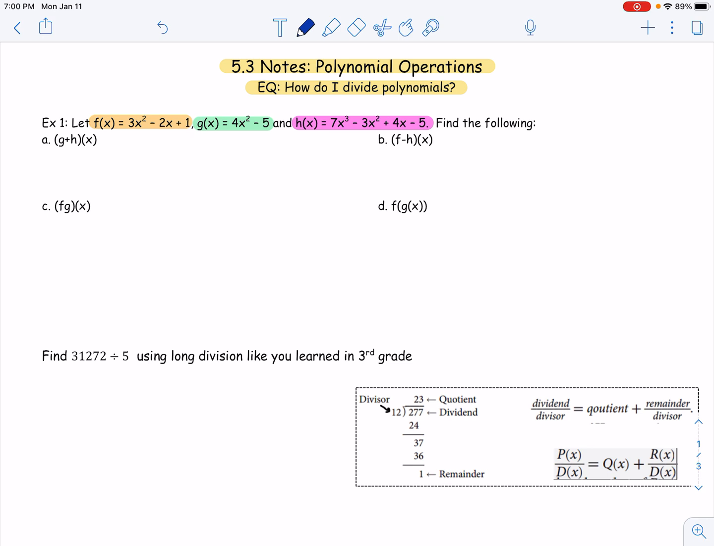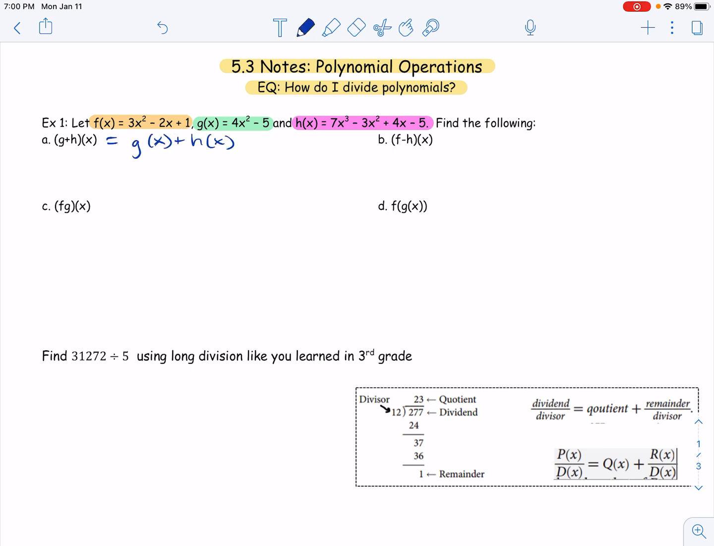So what we see first is g plus h of x. Well, we know that's the same thing as saying whatever g of x is plus whatever h of x is. Okay, first thing you need to do is understand the notation given. So we're adding those two functions together. So I'll just keep that there.